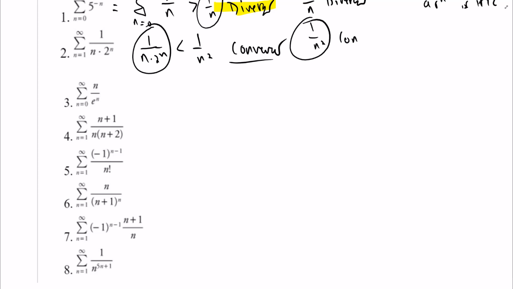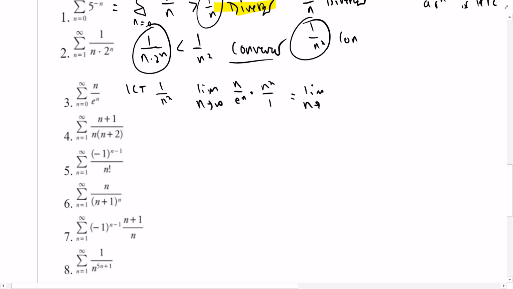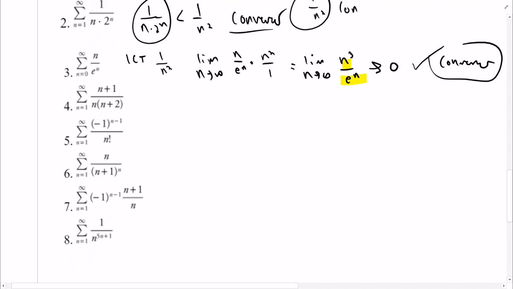But why don't we use a limit comparison test with 1 over n squared, that p series. We're going to do the limit as n goes to infinity of n over e to the n divided by 1 over n squared, or multiplied by n squared over 1. This gives us the limit as n goes to infinity of n to the third over e to the n, which goes to 0, right? Exponentials grow faster than those, which means the limit exists, which means they both converge, right? Next one.